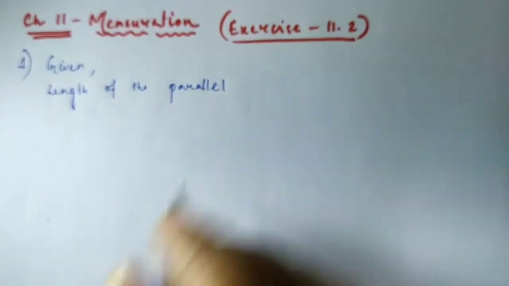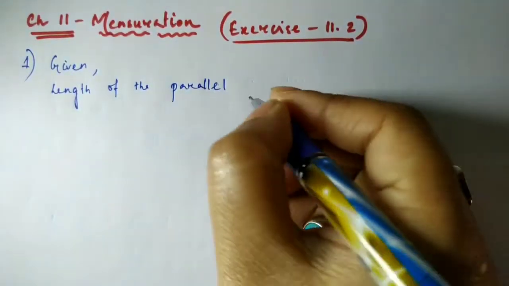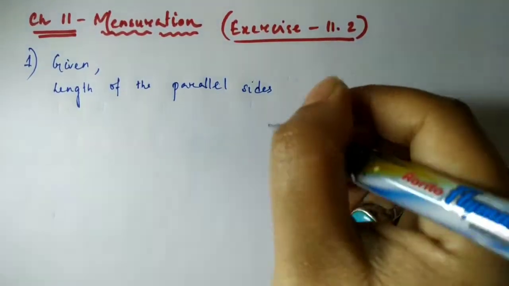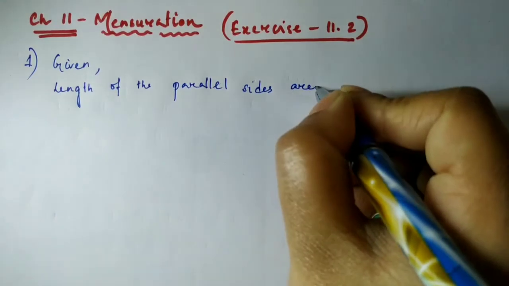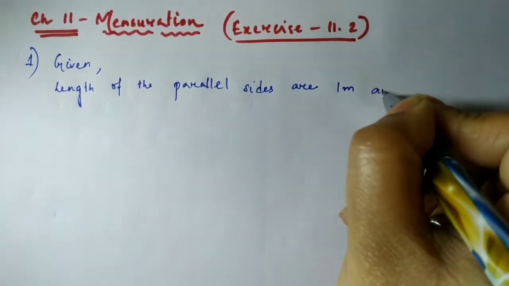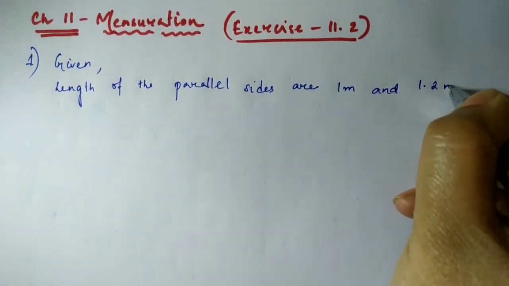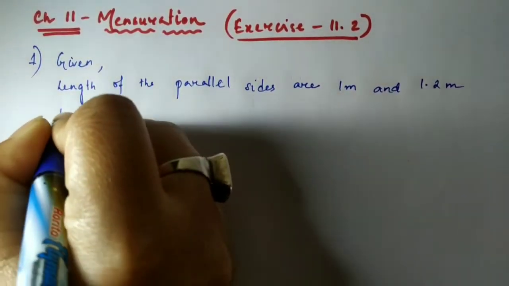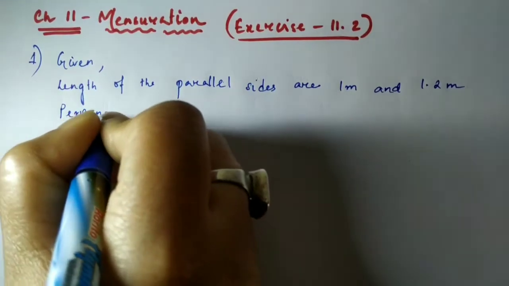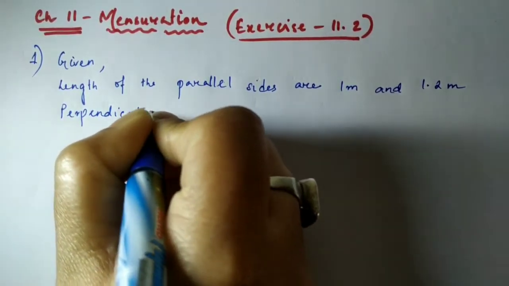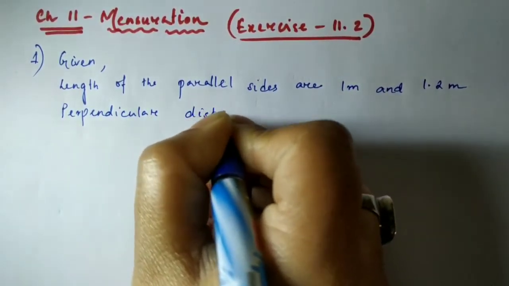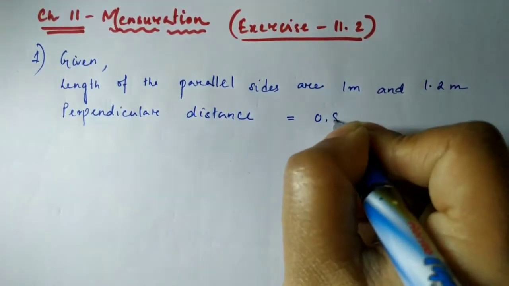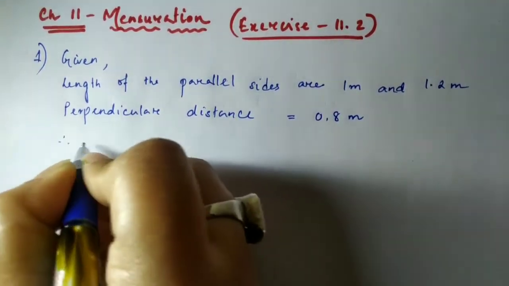Length of the parallel sides, one is 1 meter and the second one is 1.2 meter. Then the perpendicular distance, that is the height, is given as 0.8 meter. So you have to find the area.